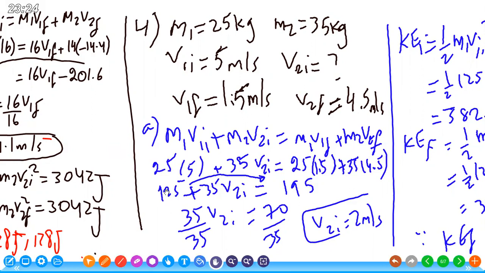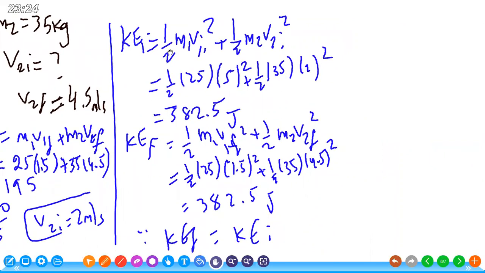25 times 5 is 125. 35 V2 initial, and here everything will get 195. Take 125 to the other side, so 195 minus 125, I will get 70. 35 V2 initial is equal to 70 over 35, so V2 initial is going to be 2 meters per second.